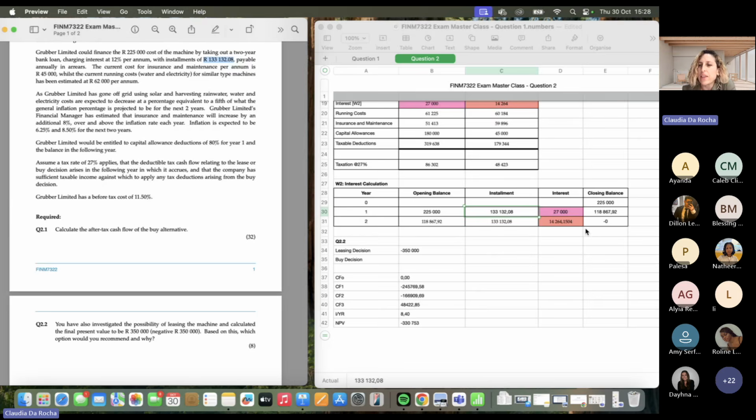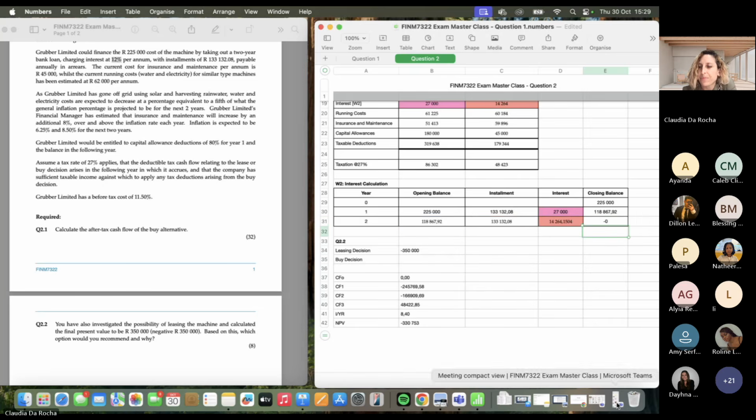Then the interest is basically your opening balance multiplied by the interest percentage, the 12%. Then we get an answer. The closing balance is your opening balance less your installment plus your interest. That closing balance becomes your opening balance. We then include the installment, and the interest, where we take the balance times the interest percentage. And then we run our balance again, which is your opening balance minus installment plus the interest. I hope that was sufficient for you.